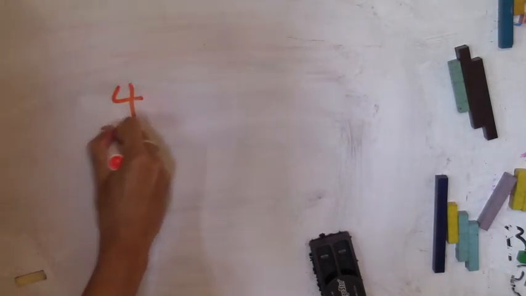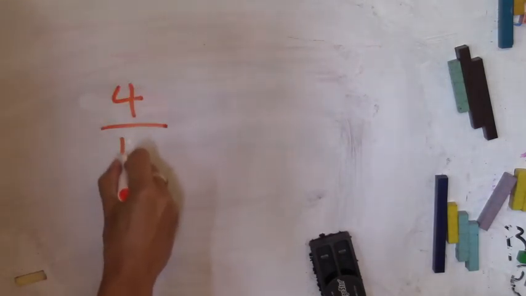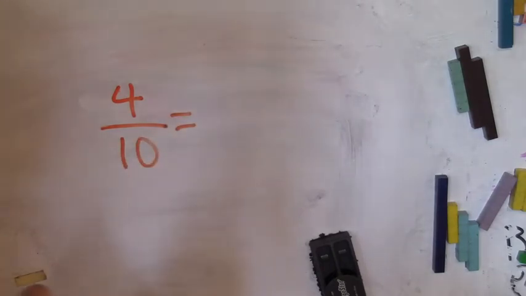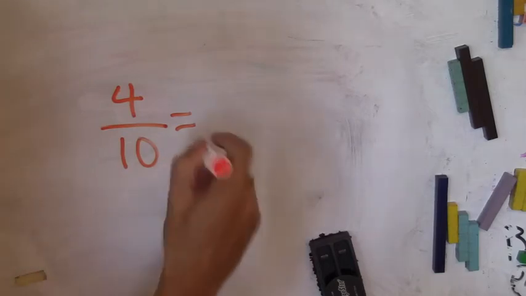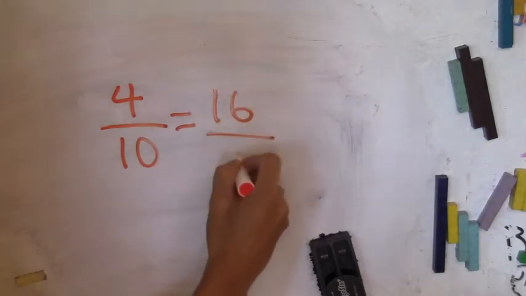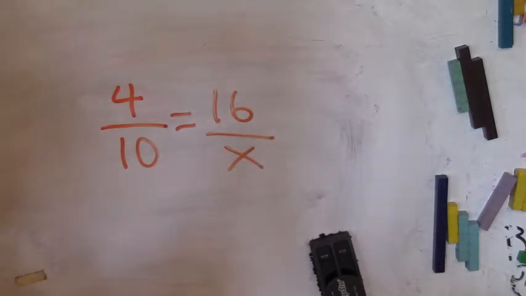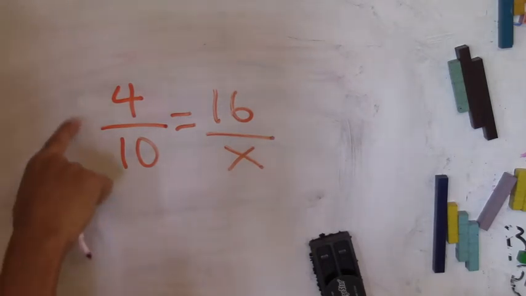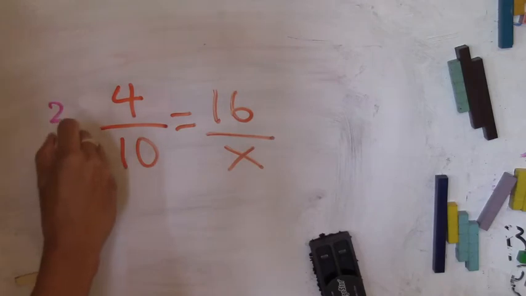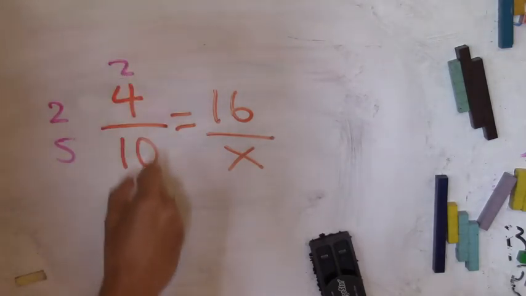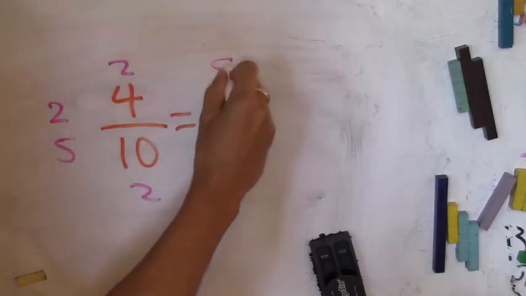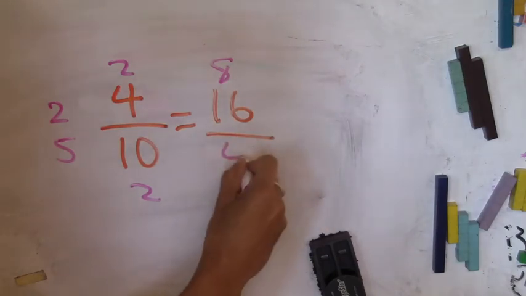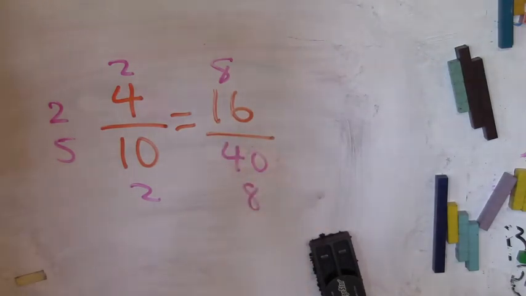So 4 over 10 equals 16 over x. Easy peasy, right? I gave you an easy one. You gave me an easy one. Try to give me a harder one. But I like this one because the lowest I can go is 2/5. I know that. So this is 2 and 2, this is 8. This must be 40. See how fast and easy that is?